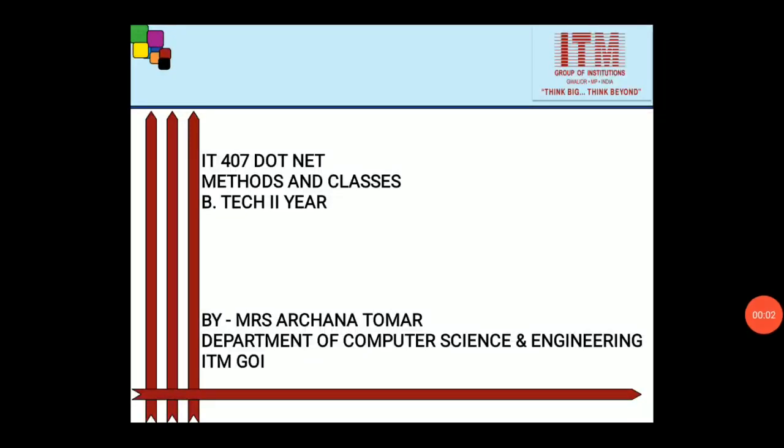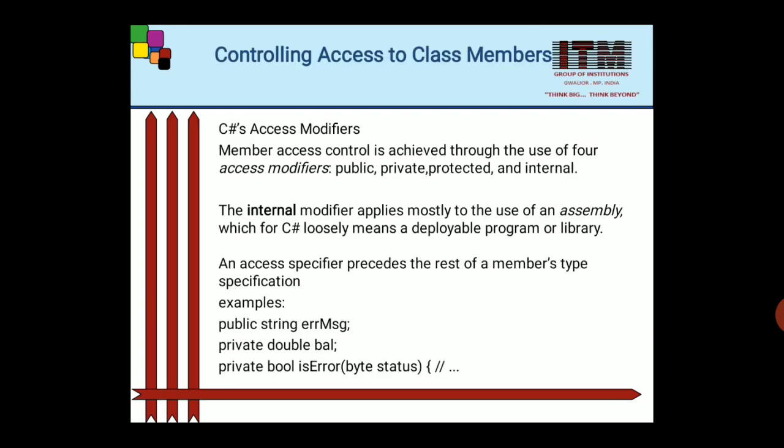Welcome to all. In this lecture, we will discuss the methods and the classes in C Sharp. Here we begin by explaining how to control access to the members of a class. It then discusses the passing and returning of objects, method overloading, the various forms of Main, recursion, and the use of the static keyword.